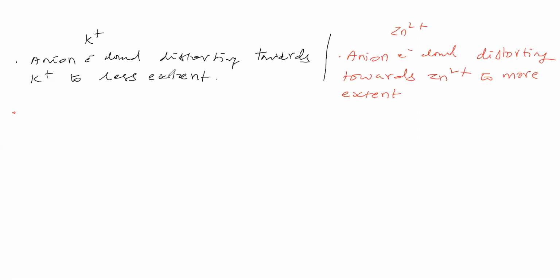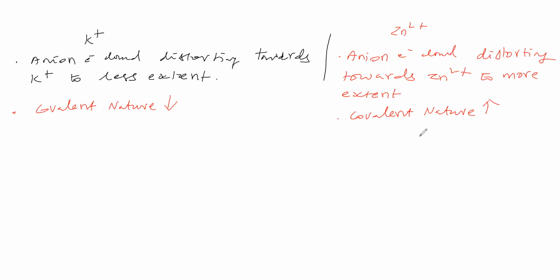Therefore, here distortion is less. Here we can say distortion is less. Therefore, percentage of covalent nature is less. Here percentage of covalent nature is less. Here distortion is more. Therefore, percentage of covalent nature is high.